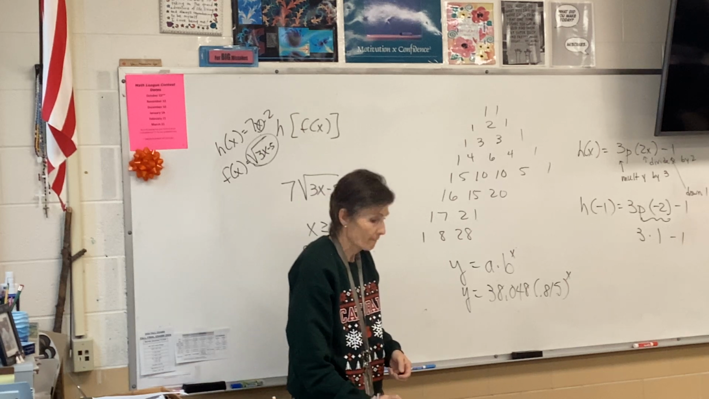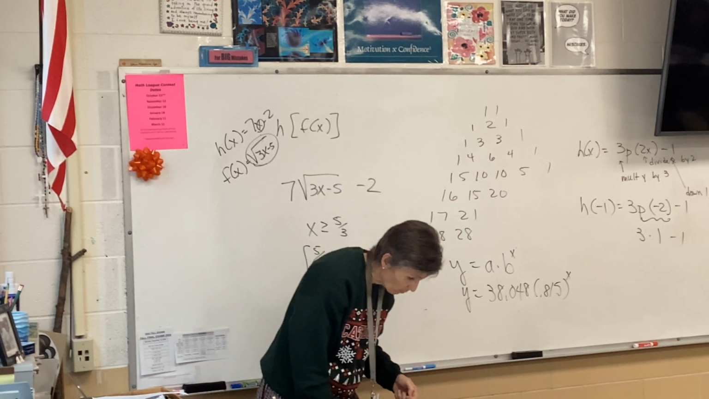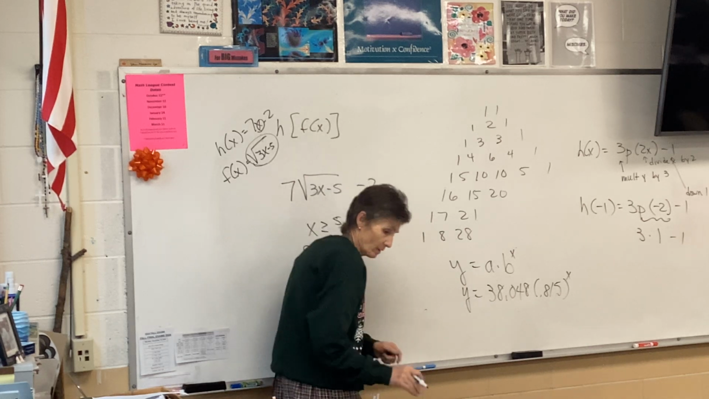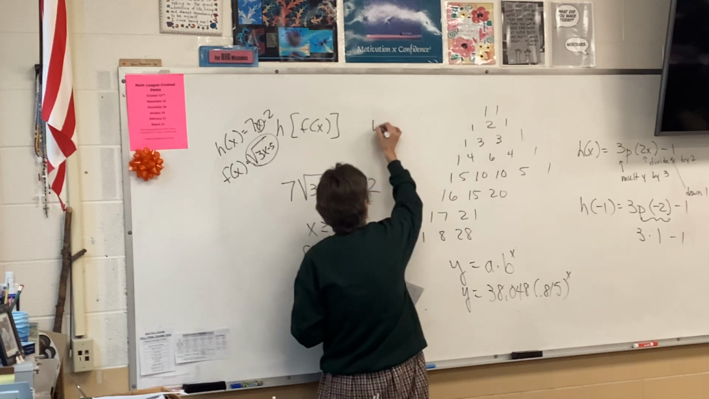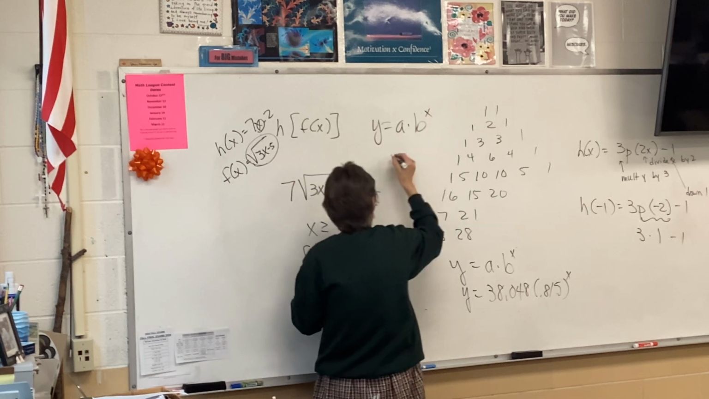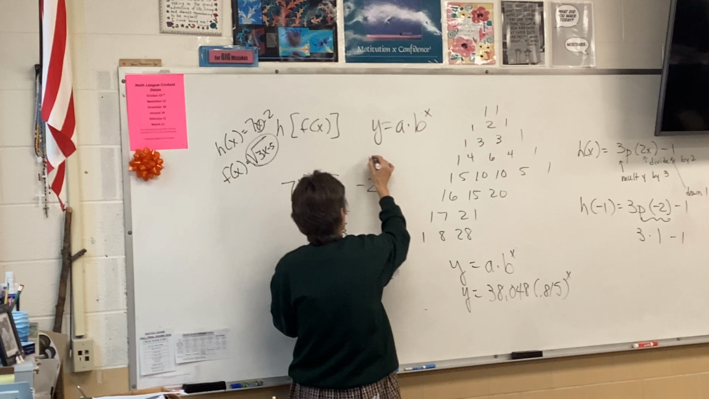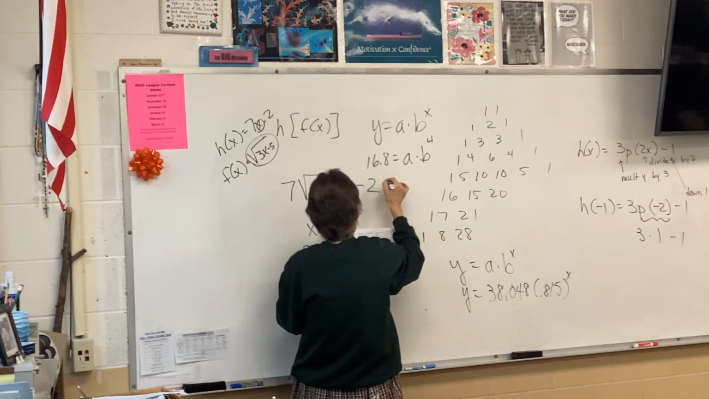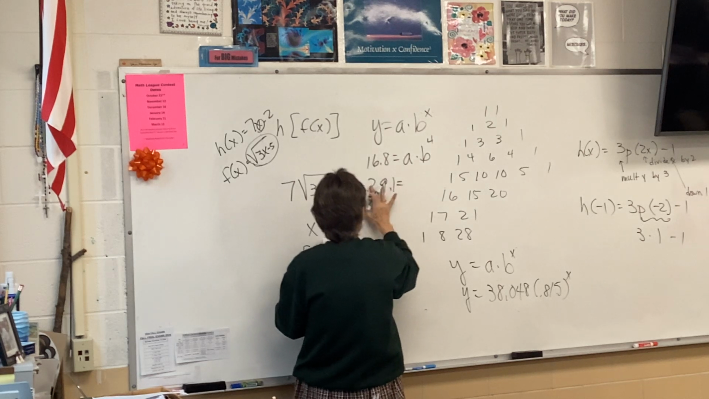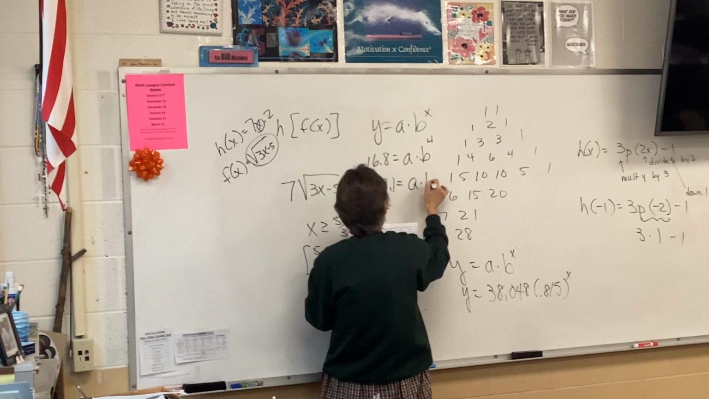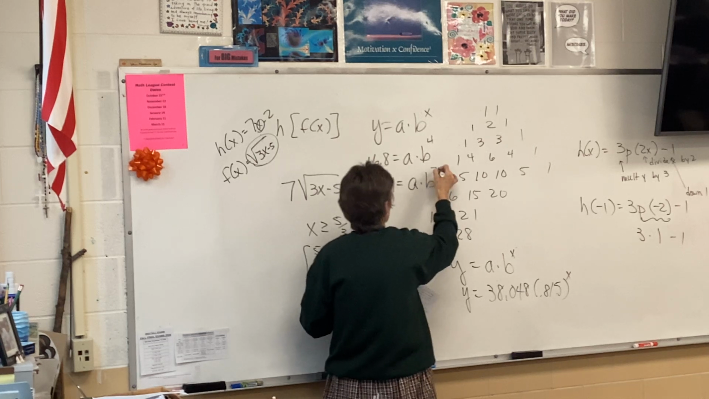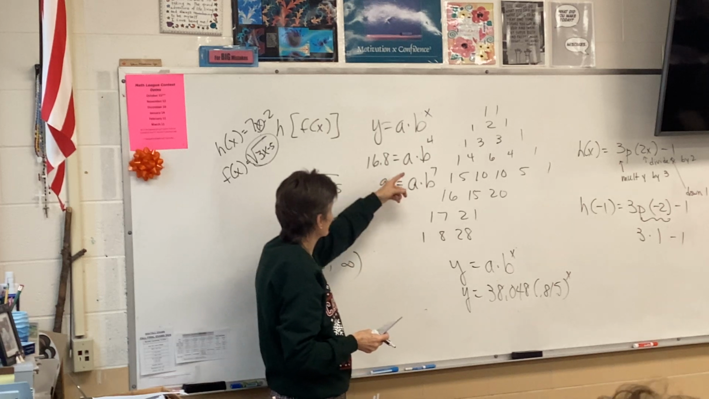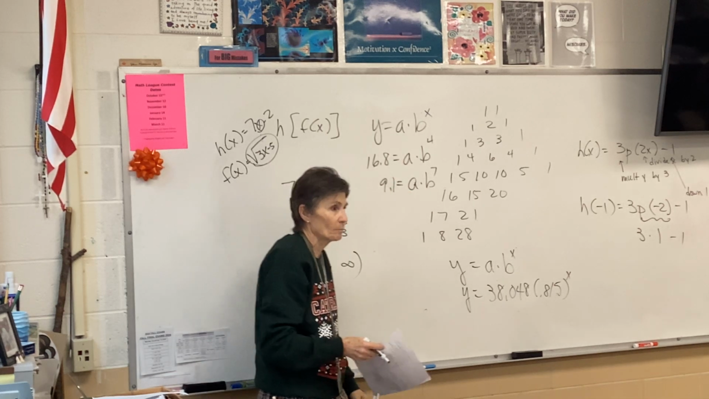What would we do when it says without a regression? Well, then you have to set up 2 equations using whatever our points were. Your form is y equals a times b to the x. So one equation would be 16.8 equals a times b to the 4th, and then 9.1 equals a times b to the 7th. You can do this different ways, but I would personally solve for a, set them equal to each other, cross multiply.